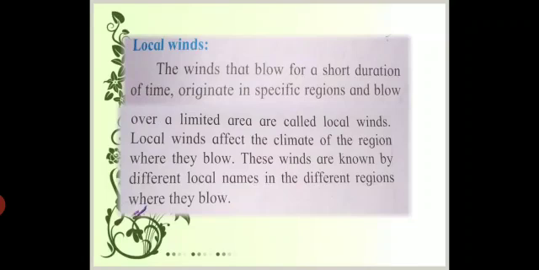So, local winds are the winds that blow for a short duration, means a short period of time, and they originate or are found in specific regions and they blow over a limited area only. Local winds also affect the climate of the region where they blow, and they are known by different local names in different regions where they blow.